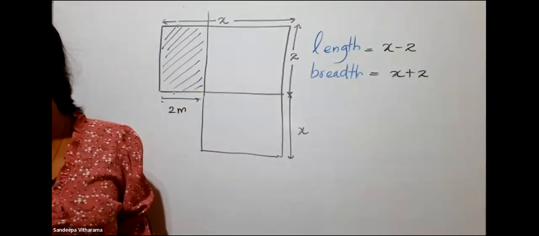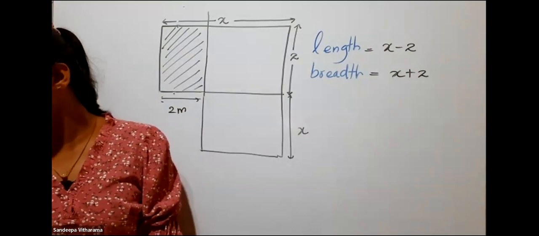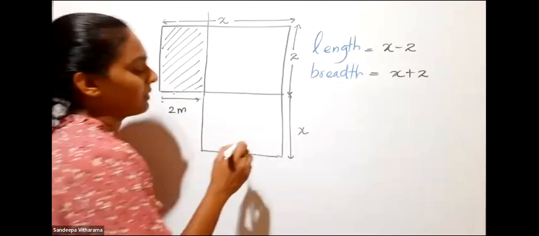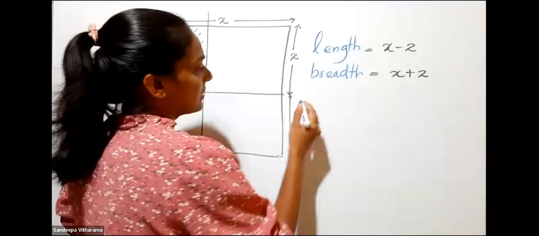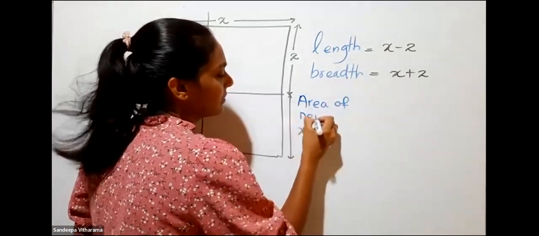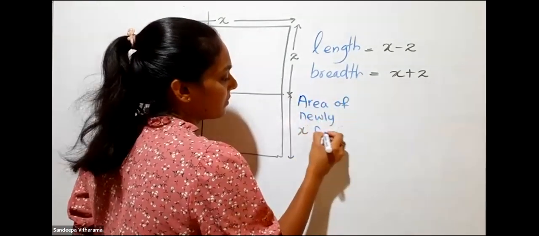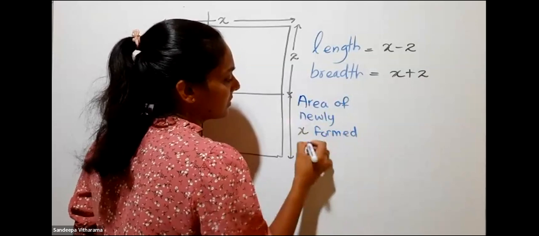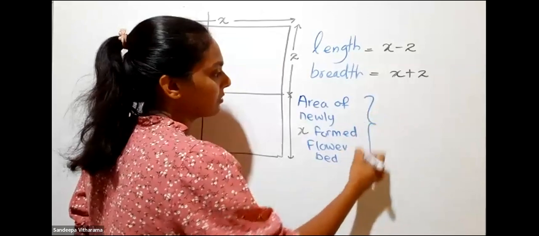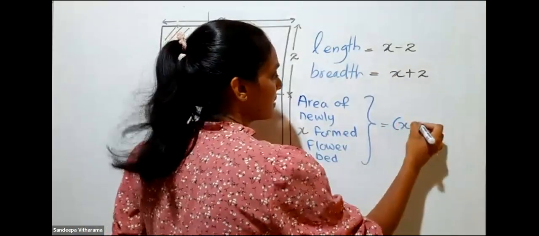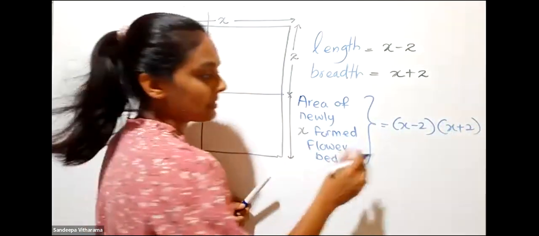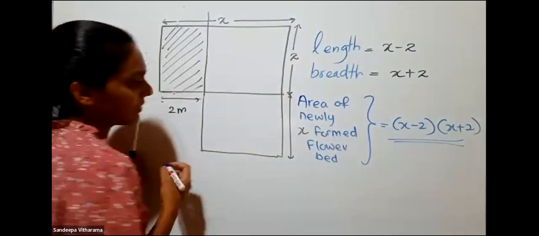Okay, then construct an expression in terms of x for the area of the new flower bed using the figure. Then what is the area of the newly formed flower bed? It is also equal to length into breadth. Length is x minus 2. Breadth is x plus 2. Okay. Then this is the expression for the new flower bed.